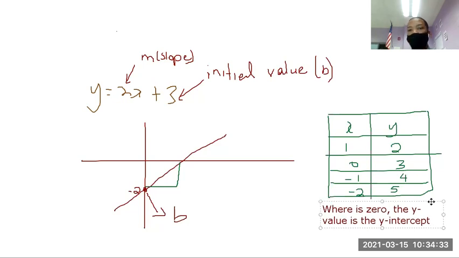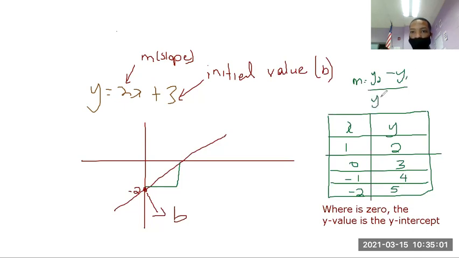So even if I don't have a graph or a function equation to look at, I could look at the table and see where x is 0, and I know that immediately 3 is my y-intercept. Then in order to go and find my slope, do you remember what the slope formula is? Anyone? What is that? Right here. y2 minus y1 over x2 minus x1.